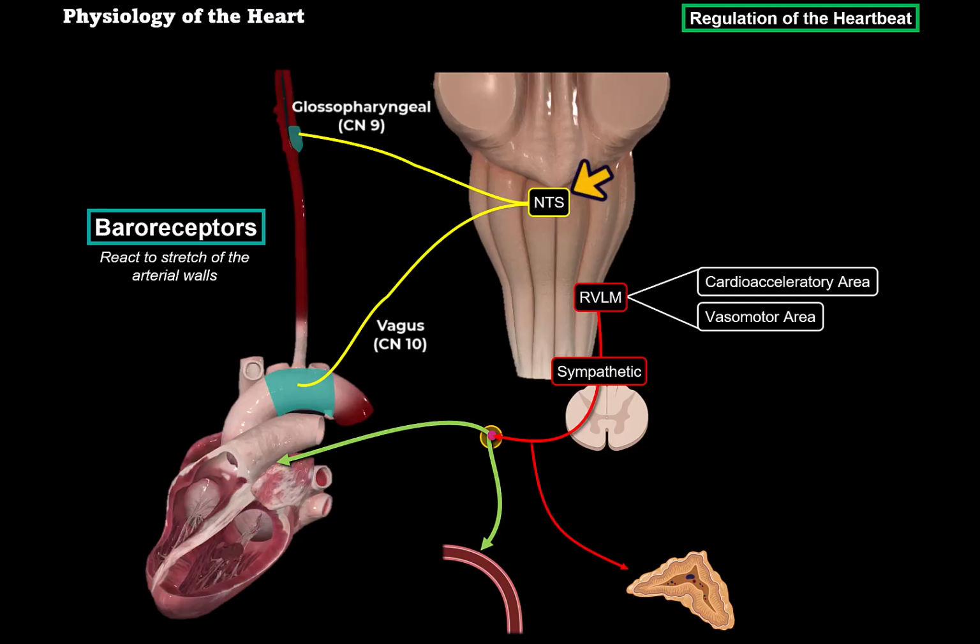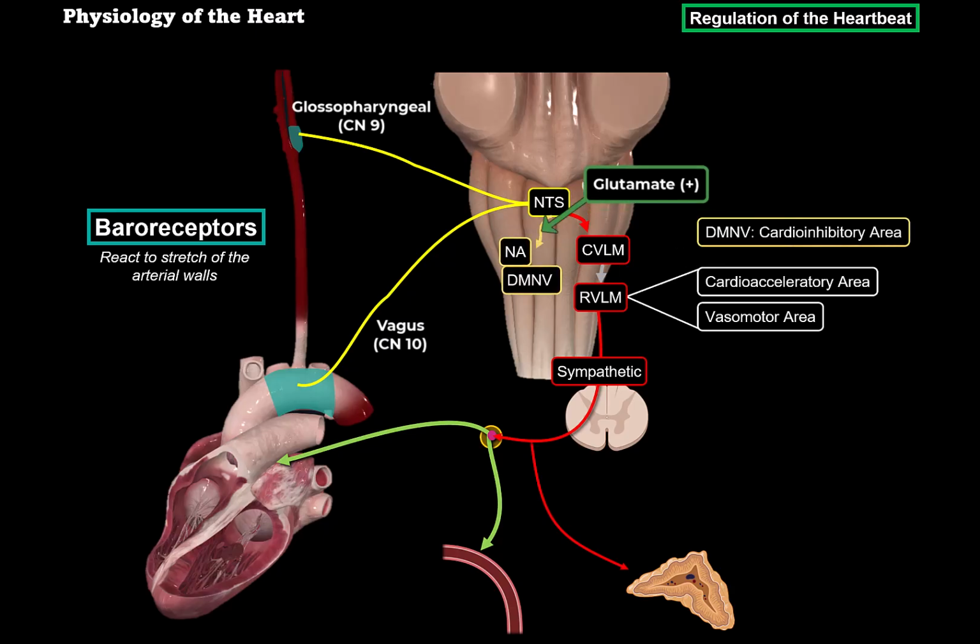Now, when they're activated, signals will pass on via the glossopharyngeal and the vagus nerve to the nucleus of the tractus solitarius. Nucleus of the tractus solitarius will do two things. It will go to the neurons of the caudal ventrolateral medulla, releasing glutamate. The caudal ventrolateral medulla will go to the cardioaccelerator and the vasomotor area and release the inhibitory neurotransmitter GABA. This leads to a reduction in sympathetic activity. Nucleus tractus solitarius is also going to give off glutamate and activate the cardio-inhibitory areas and activate the parasympathetic activity towards the heart, reducing the cardiac output and blood pressure.